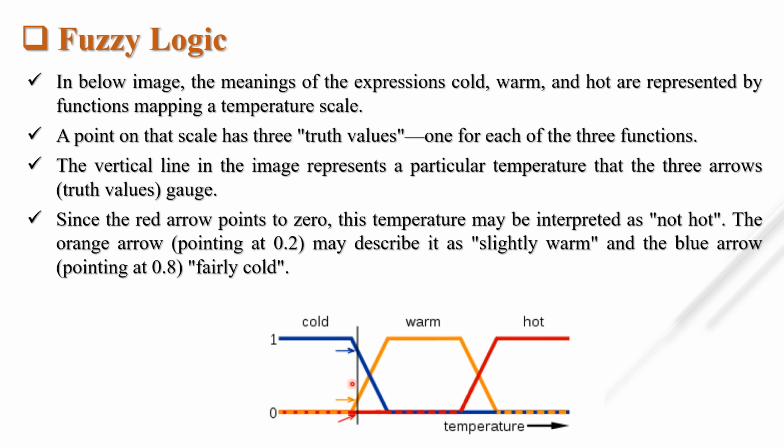So in the image below, the meanings of the expressions cold, warm and hot are represented by functions mapping a temperature scale. A point on that scale has three truth values, one for each of the three functions. The vertical line in the image represents a particular temperature that the three arrows' truth values gauge. Since the red arrow points to 0, this temperature may be interpreted as not hot. The orange arrow pointing at 0.2 may describe it as slightly warm, and the blue arrow pointing at 0.8 fairly defines that it's cold. So in this type of application fuzzy logic will be used.